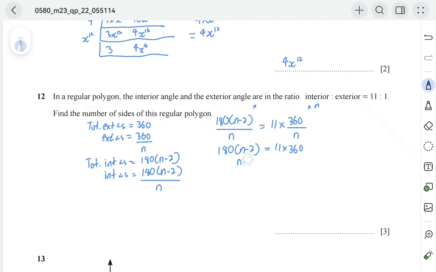And then solving for n, we can cancel this out to make it 2. So n minus 2 equals 11 times 2. N minus 2 equals 22. And n equals 24 sides.